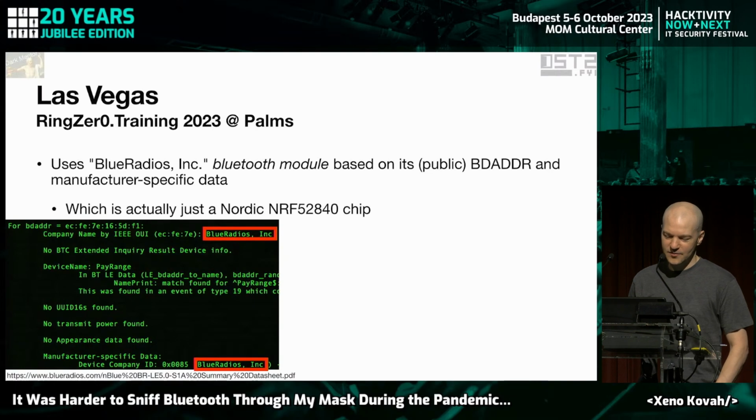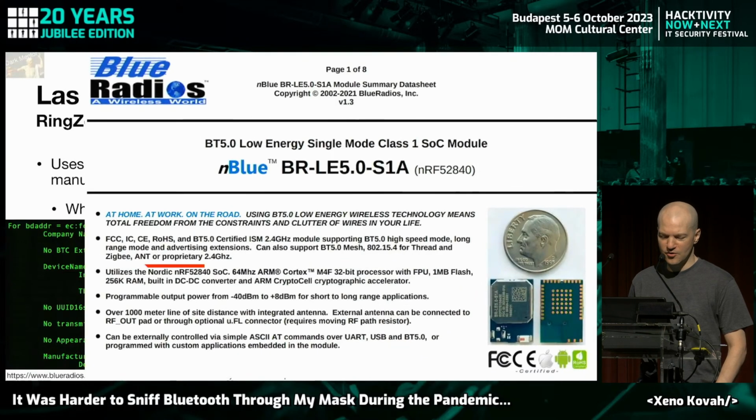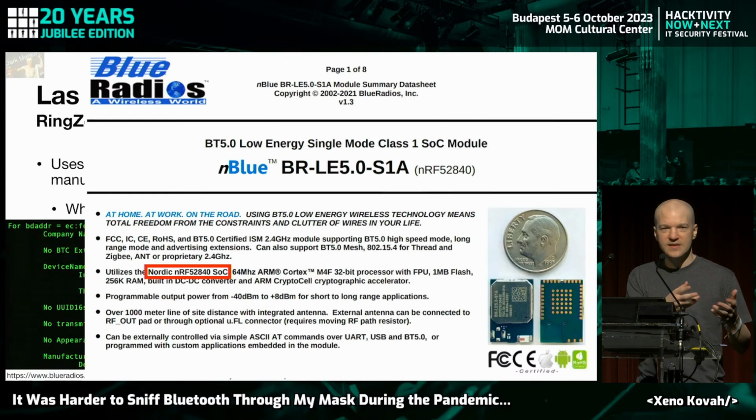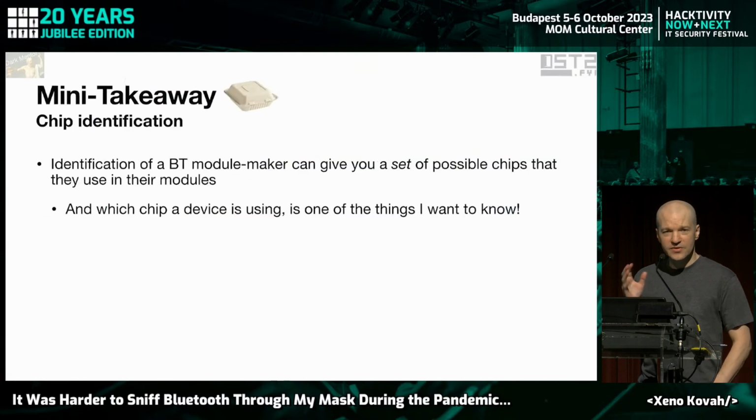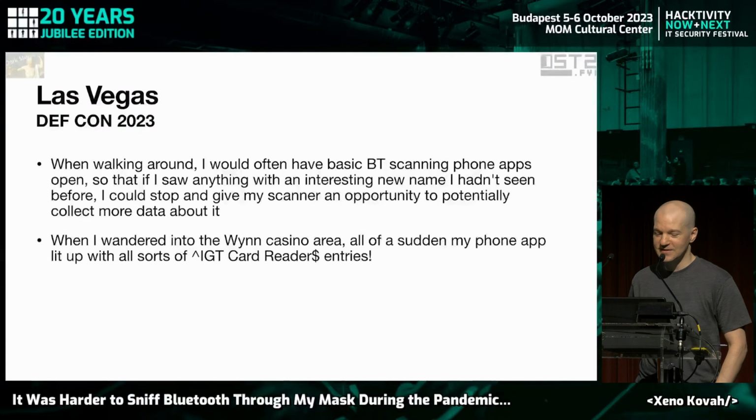Also, I can tell based on the BD addr that this is a quote-unquote Blue Radios company. And based on that, I can tell you that it is a Nordic nRF SoC. So Nordic is a silicon maker. Blue Radios is a module maker. Module makers are essentially what I would call manufacturers in the middle. They take someone else's Bluetooth chip, they stick it on a little module, maybe integrate a PCB antenna, and then they sell that module to someone else. So the first little takeaway here is that chip identification is what I'm going for. I want to know who's using what sort of Bluetooth chips. Finding out the module vendor of a particular thing can give me a potential set of chips that it might be using, because a module maker may use only one chip or they may use a few different chips. And knowing what Bluetooth chip is one of the things I want to know.